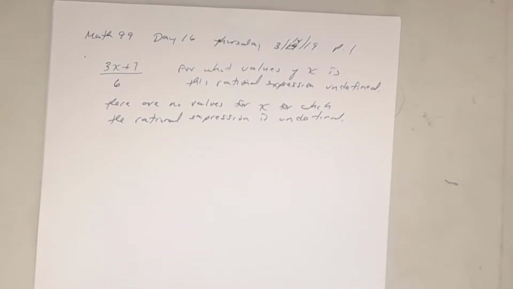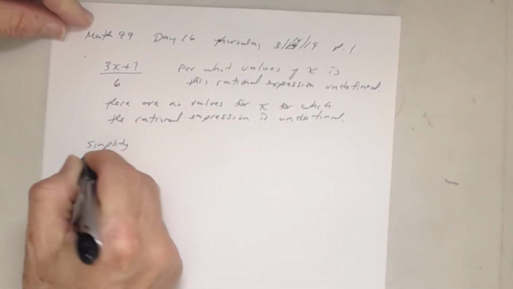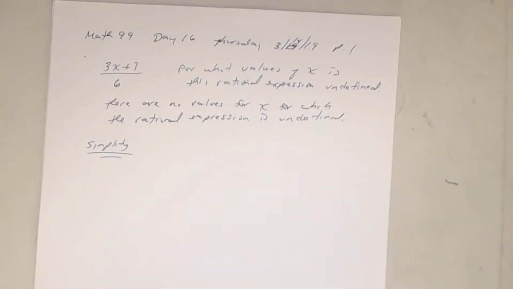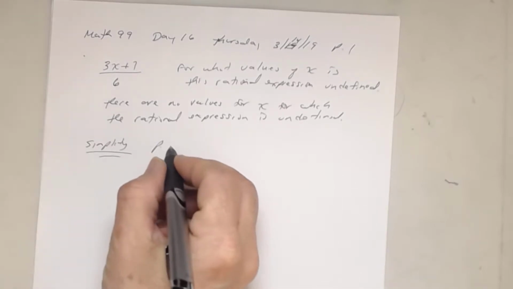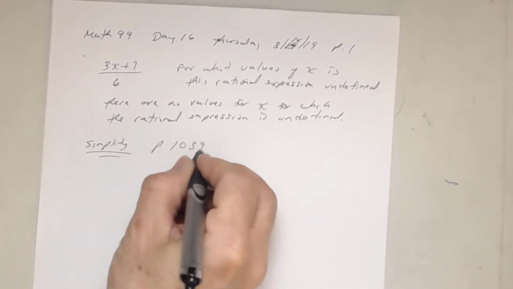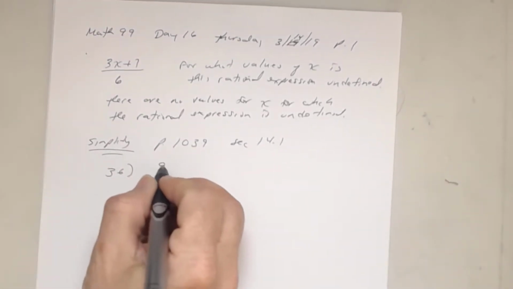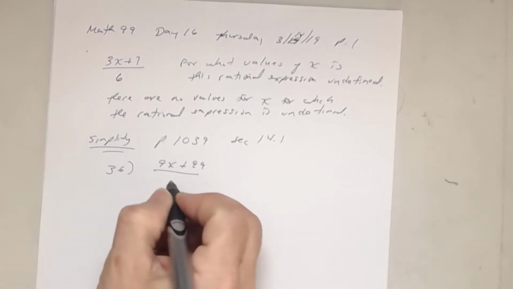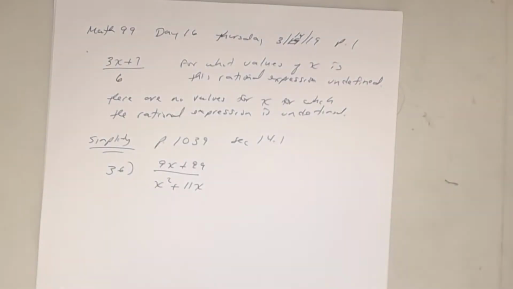All right, now let's look at this. Now we're going to simplify rational expressions. We started talking about that last class period. That's where you factor the numerator and factor the denominator, and then you reduce the common factors. Remember that? All right, so suppose we had this. This is number 36, on page 1039, section 14.1. You have 9x plus 99 divided by x squared plus 11x, and you want to simplify this.